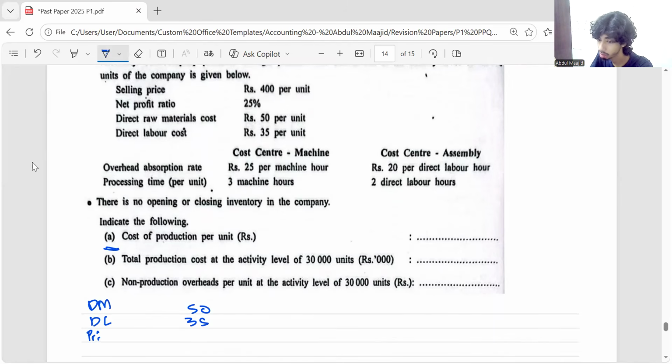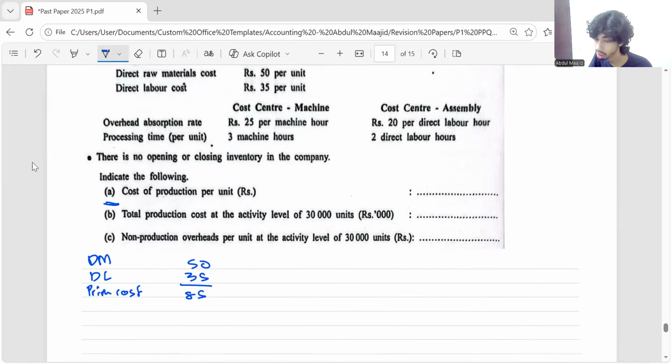Then your prime cost will be 85. For this, you have to add your production overhead. Production overhead, you have the machine department as well as the assembly department. Now see here, in the machine department, you're spending 3 hours to produce 1 unit. For 1 hour, the OAR is 25. Then for 1 unit, 3 hours into 25 per hour is 75.